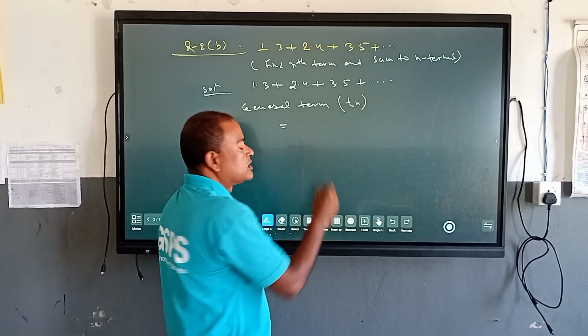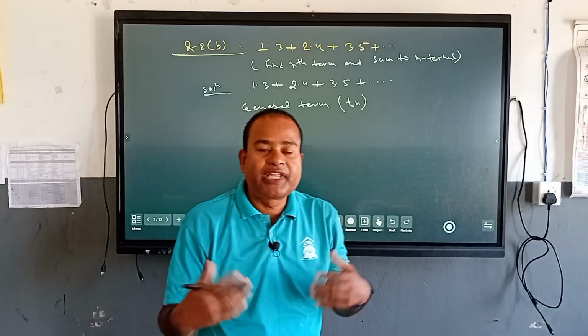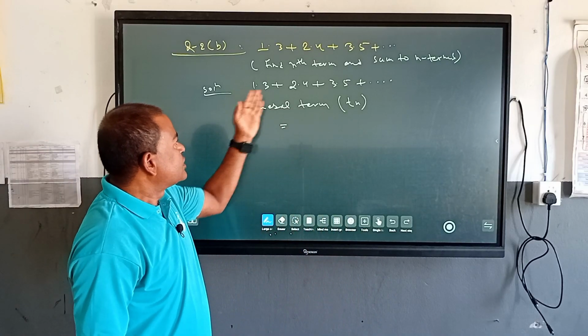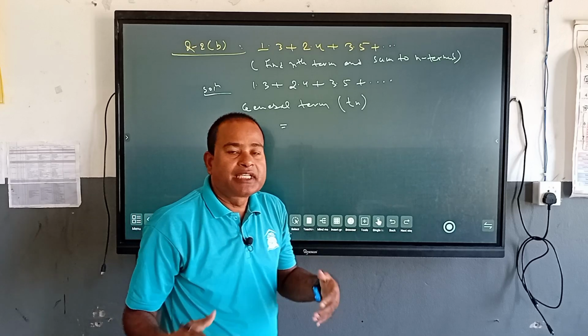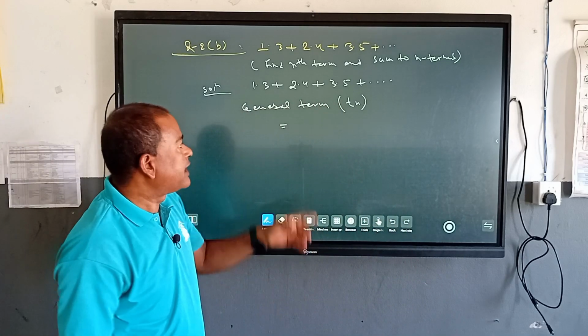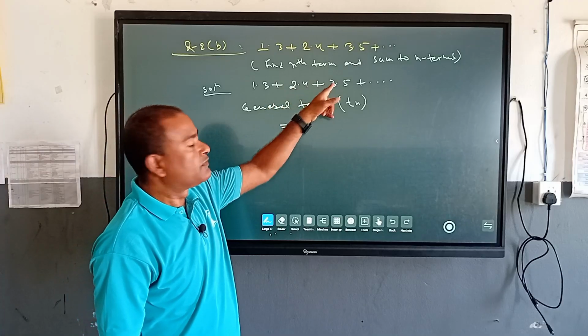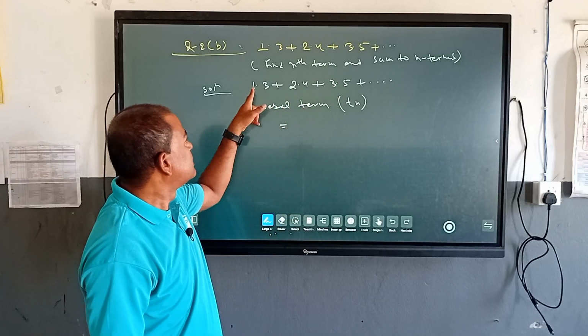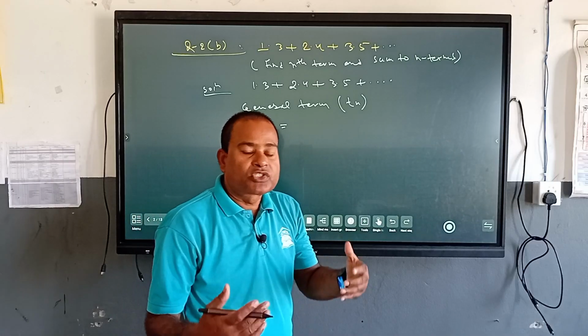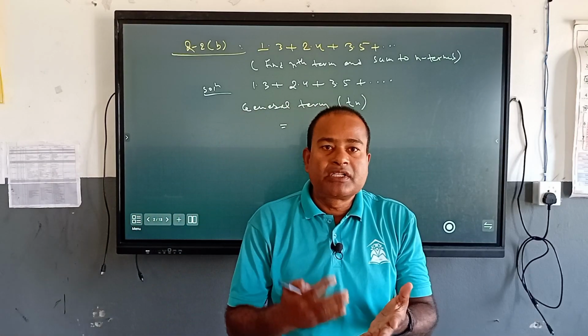So dear students, to find out the general term, or we can say nth term of the given series, each term of the given series is given as the product of two numbers. So at first we'll find out the general term of the first number. That means we'll find out the general term of 1, 2 and 3 and so on. So dear students, 1, 2, 3.